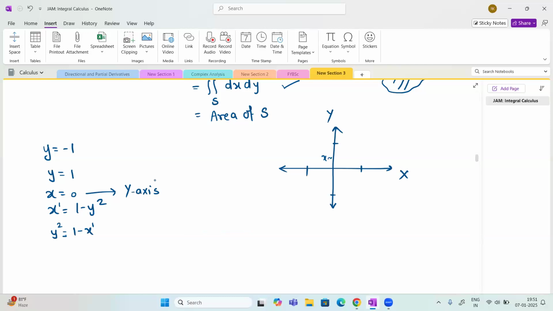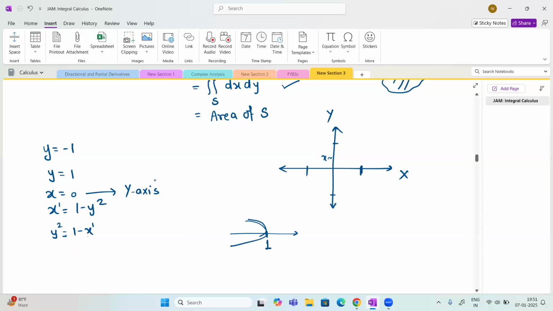Okay. See, and definitely this parabola is like this. It cuts the x-axis at some point. So let us find this point of intersection. For that, I'm going to put y is equal to 0. If you put y is equal to 0 here, you will get x is equal to 1. That means the parabola cuts the x-axis at point 1 here. So the parabola will be like this. Here we have 1.